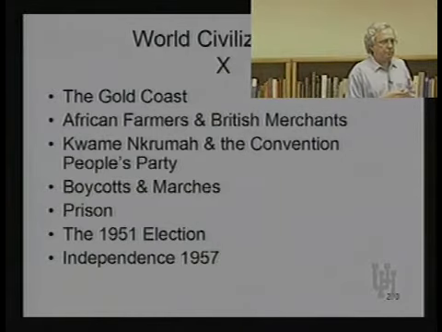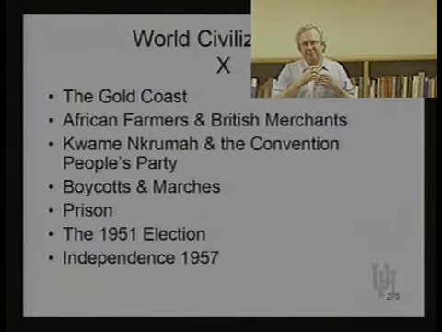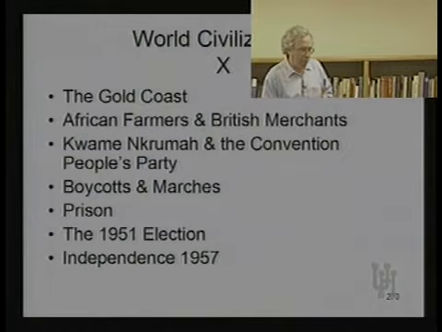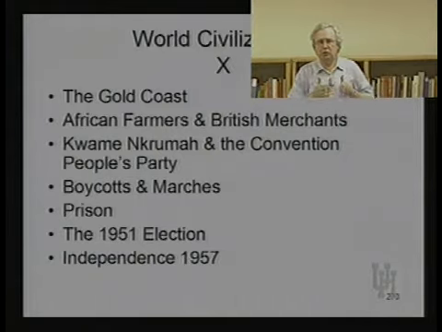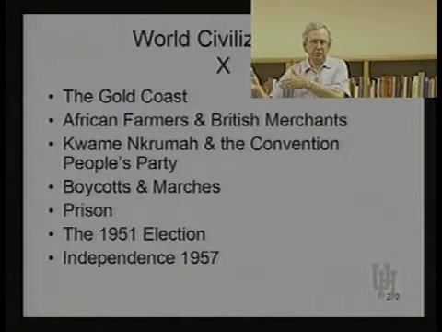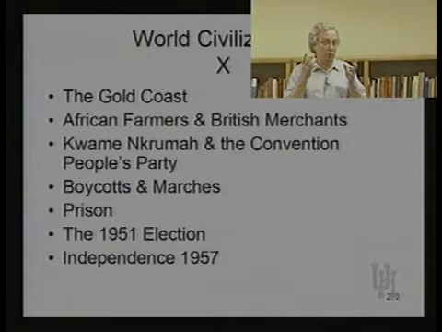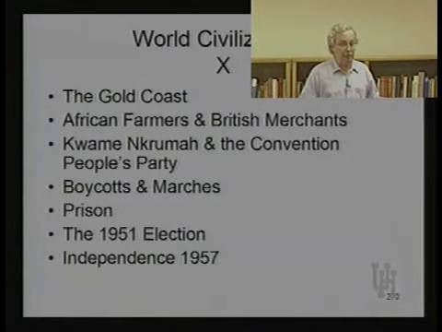And finally, in 1951, an election was held, you really might call it a plebiscite, to determine the future of the colony. And by an overwhelming vote, the people of the Gold Coast sided with the Convention People's Party in calling for independence. Nkrumah was released from jail, and over the next 6 years, the British turned over increasing responsibilities to his government till finally in 1957, Nkrumah and the Convention People's Party took total control, and the Gold Coast emerged as the independent nation of Ghana.